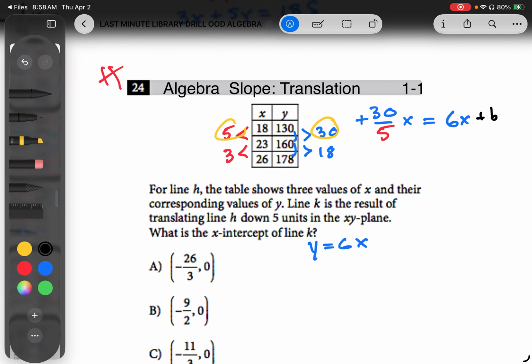So what is going to be our y-intercept? I'm going to explain this. It takes a while to explain, but then I'm going to erase it and show it to you live, that it takes you between 30 and 60 seconds. So how do we figure out our B value?